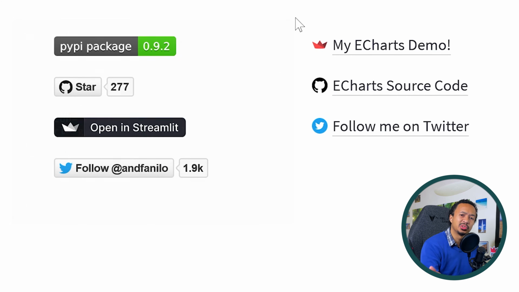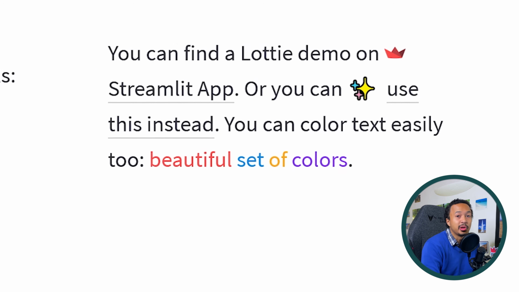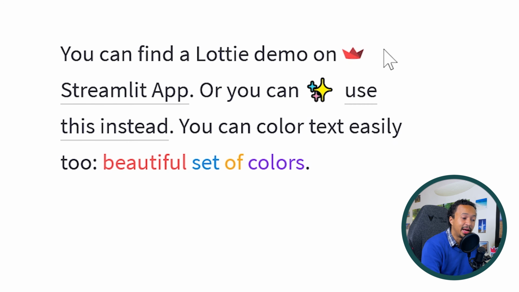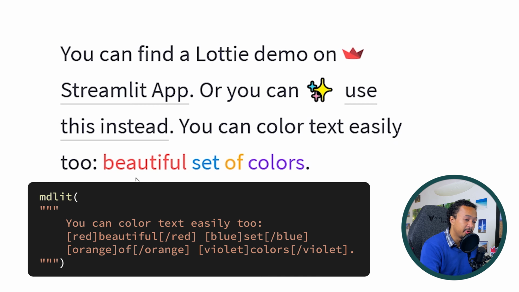You can see those Notion-like links with customizable icons on the left and some text on the right. And you can even, I'm going to jump to the last column, you can put those Notion-like links into Markdown using the markdownlit method. Here, for example, you got the Streamlit app, or they use this instead with some emoji icon here. In the markdownlit library, you can also use your own set of colors in Markdown.